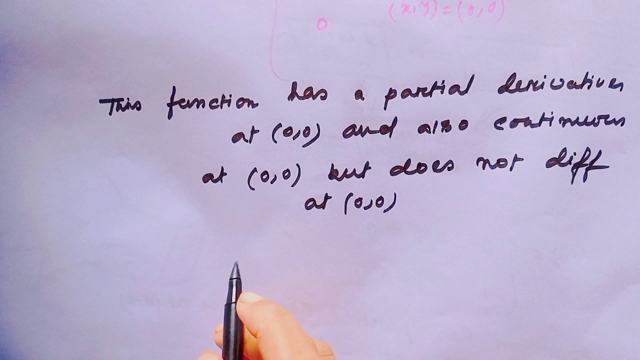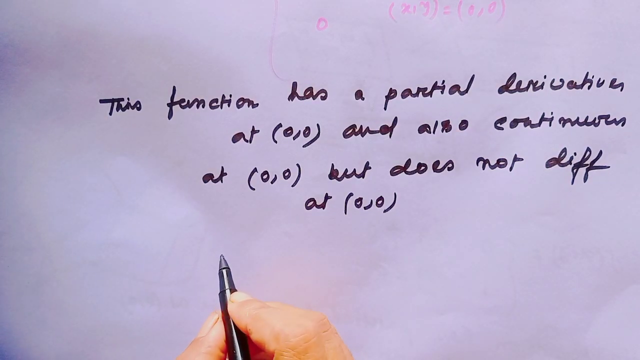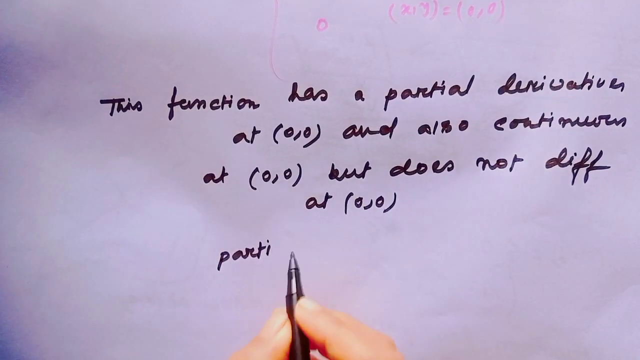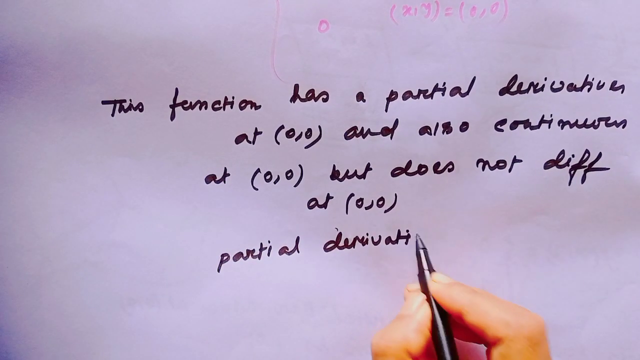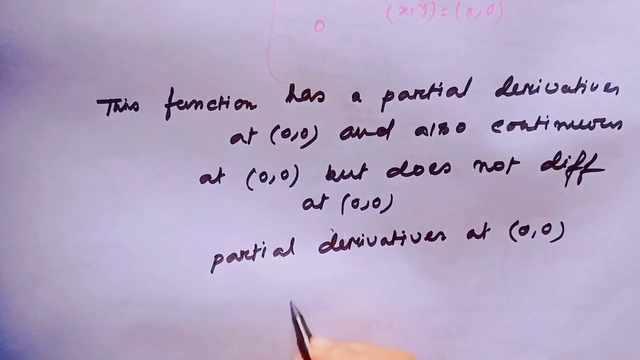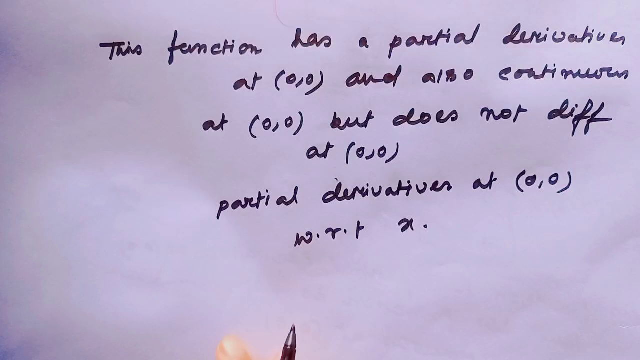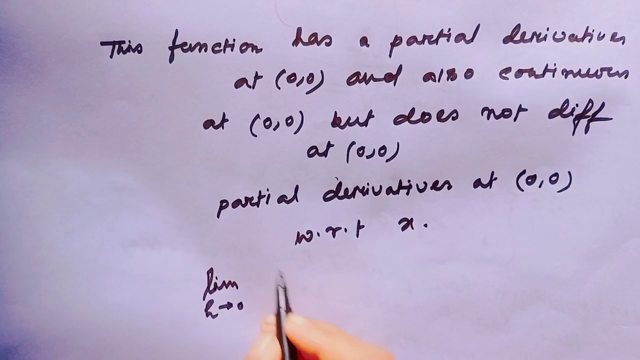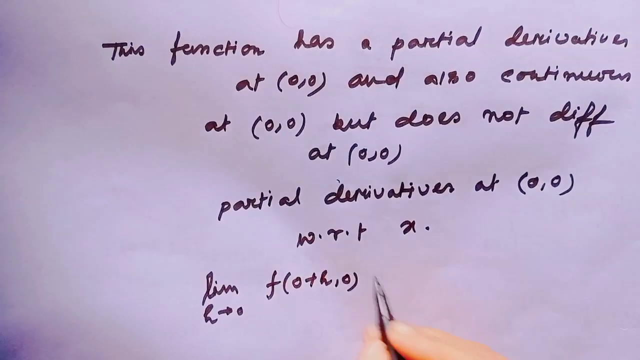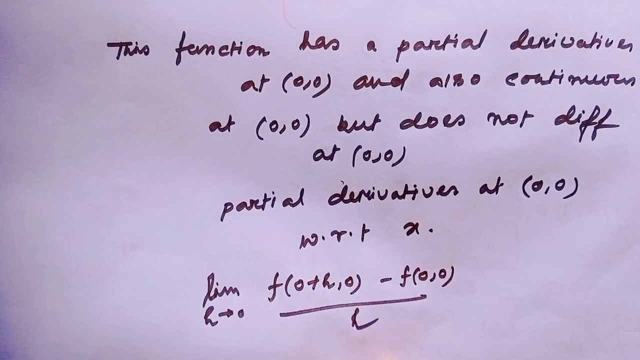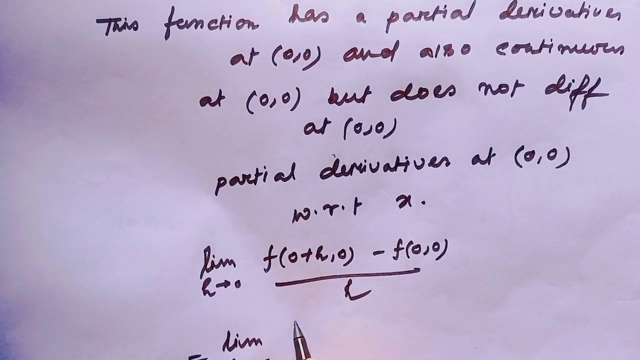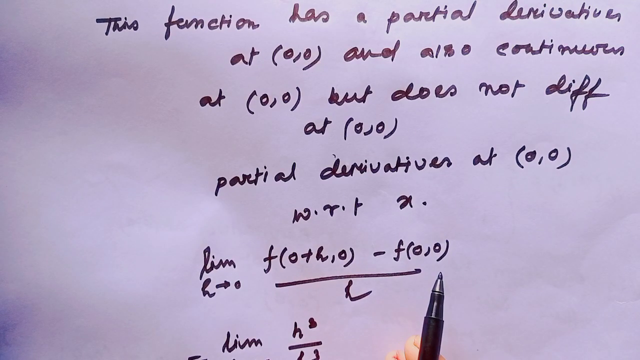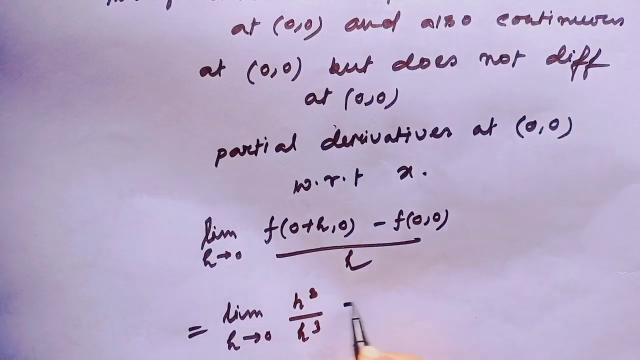Let's check at first the partial derivative at the point (0, 0). At first, consider the partial derivative at (0, 0) with respect to x, and the formula is limit h tends to 0 of f(0 plus h, 0) minus f(0, 0) over h, and this is actually equal to limit h tends to 0 of h cube over h cube, because at the point (0, 0) the value of the function is 0, and this is equal to 1.